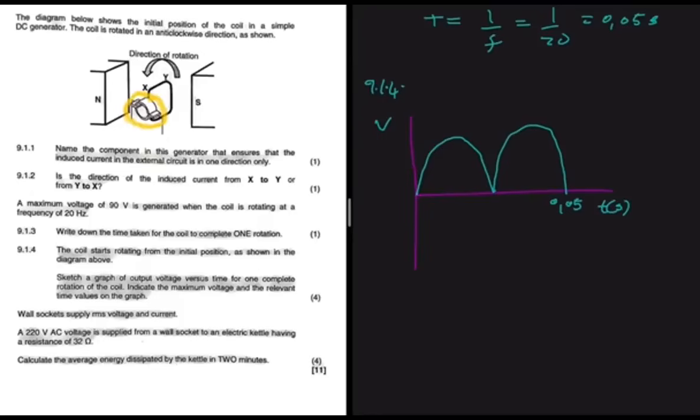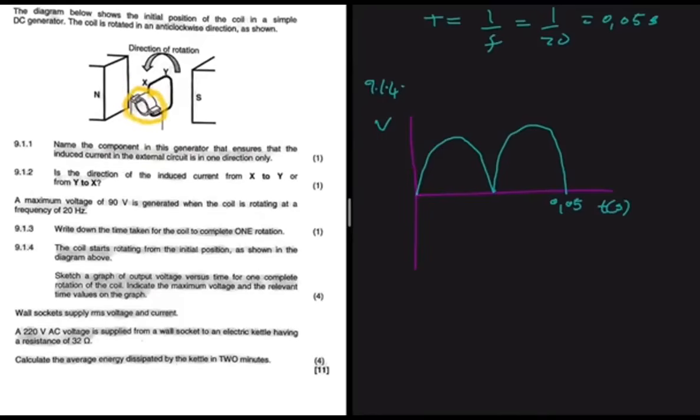What else do we have to indicate here? We must indicate the maximum voltage. So on the y-axis, we're going to write that the maximum voltage is 90 volts. This 90 volts will be in line with that part there, just like I showed you with my line. You can see my graph is a bit sloping up, but it should be a straight line.